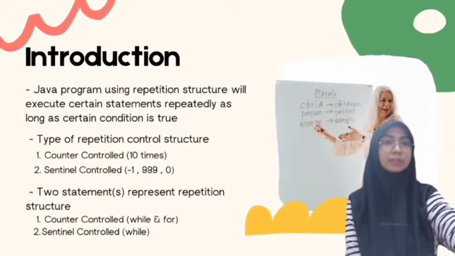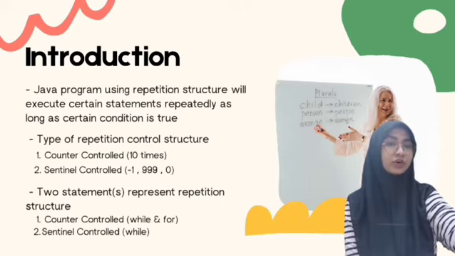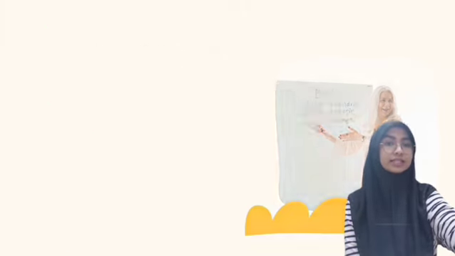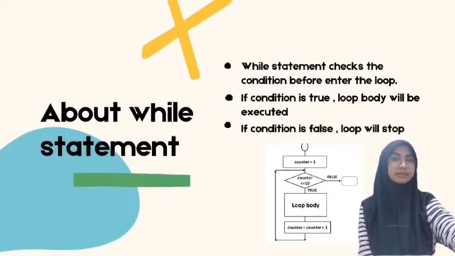There are 2 types of repetition control structure, which are counter control, which we can repeat the data by 10 times, and sentinel control, which we can end the data by entering -1, 999, and also 0. There are 2 statements that represent repetition structure. As for counter control, we can use while and for statements, and for sentinel control, we can use the while statement.